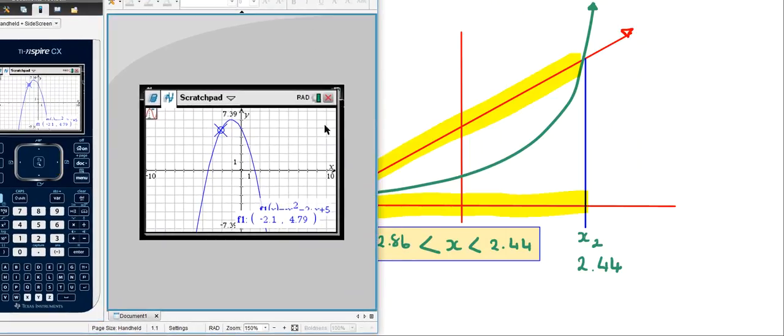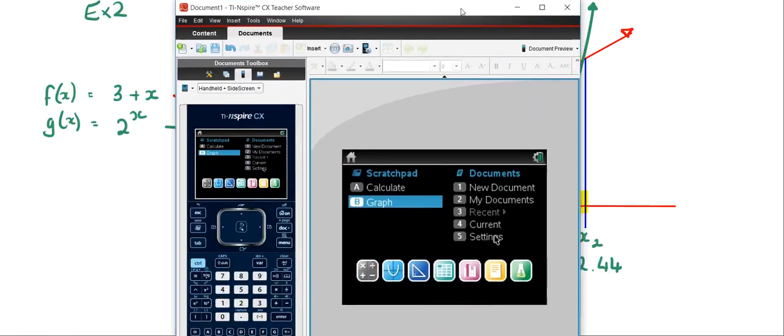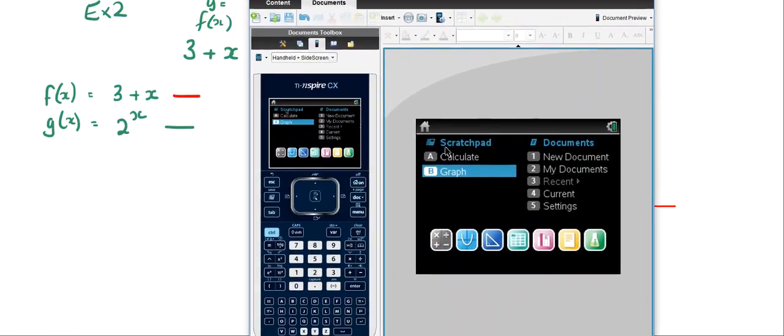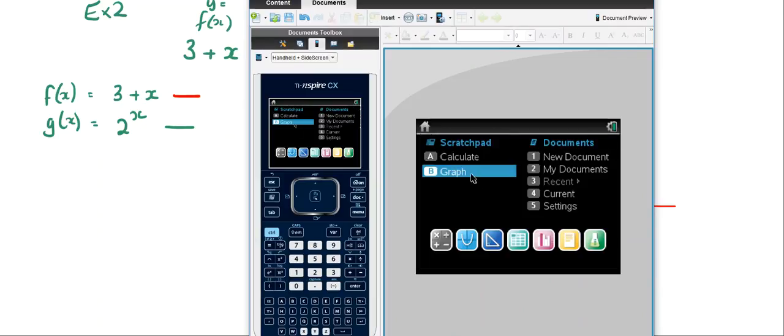So I'm just going to close that window. I don't want that one anymore. Do you want me to stop a minute, slow down? Are you still writing notes? Yes, please. Okay, so let's have a look now. So we've got our 2 functions. We're going to graph it. Okay, I want a new one.